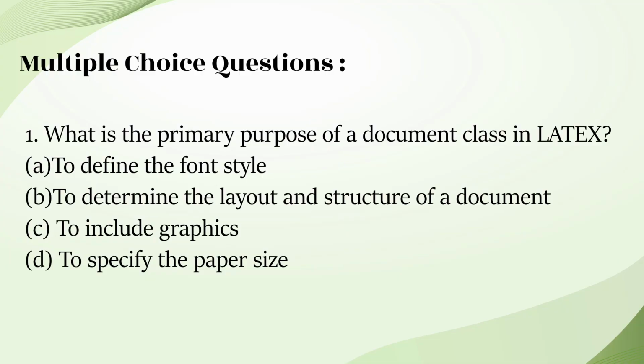What is the primary purpose of a document class in LaTeX? The options are: option A, to define the font style; option B, to determine the layout and structure of a document; option C, to include graphics; and option D, to specify the paper size.